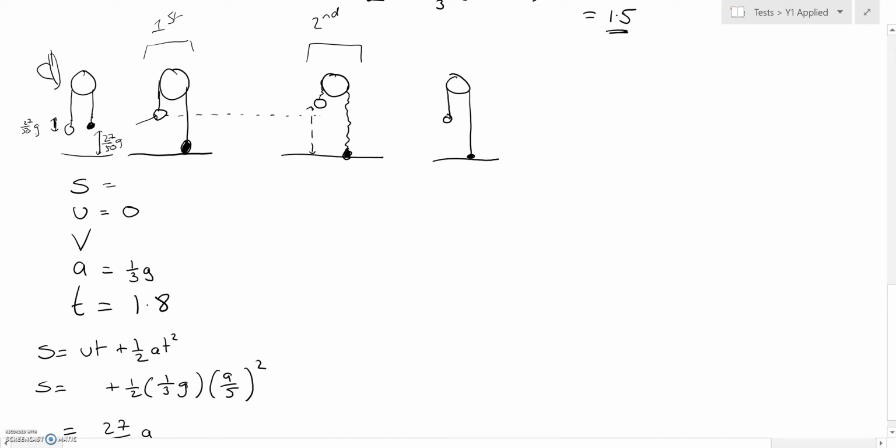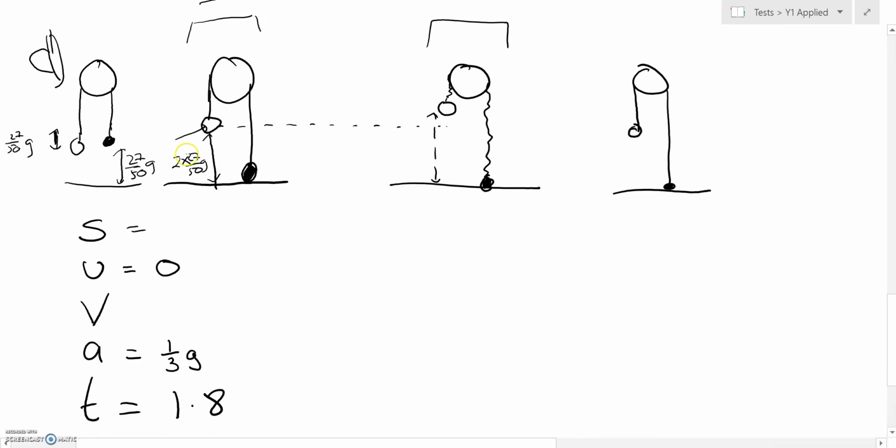Right, so overall in this position, it's going to be 2 times 27 over 50 G above the ground. Let me just zoom in there. So it's 2 times 27 over 50 G above the ground. Let me just write that again. So this distance here is 2 times 27 over 50 G. Okay. Right, so that's that.